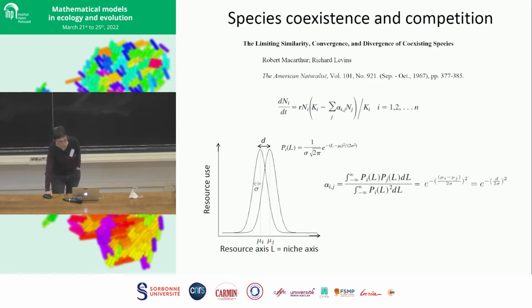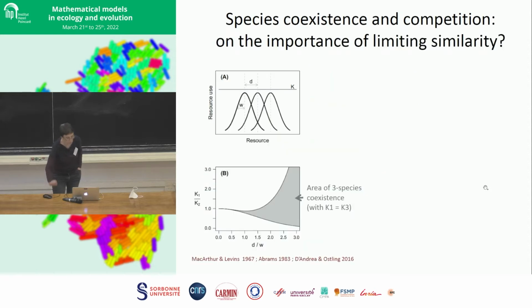So in this paper and in other papers, basically the main result is that you can show that species can coexist only if the distance between the two, the d, is large enough relative to the niche width. And there are a number of papers following this model, but generally the main result is that you need to have some sort of limiting similarity to allow stable coexistence of species. Okay. If you are too similar, then you can't coexist, one excludes the other. So that's, well, kind of a classical result.